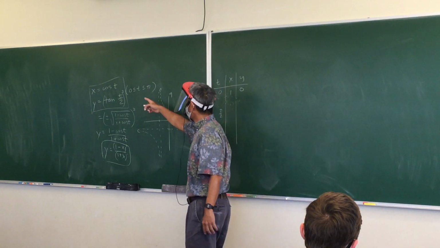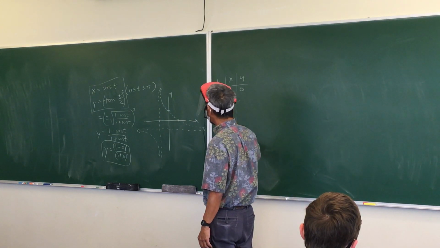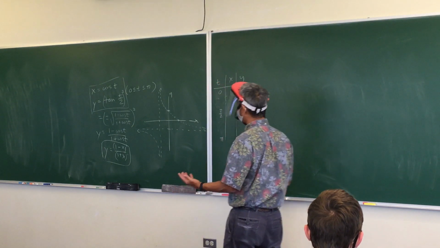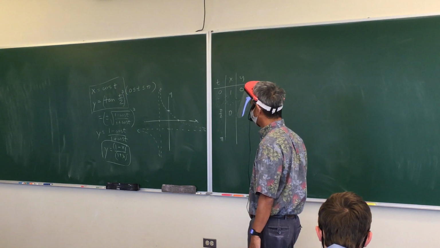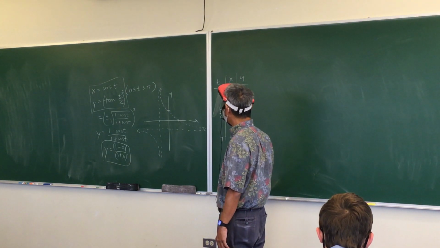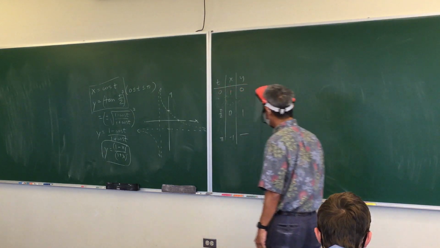Okay, what happens when you plug in pi over 2? You get 0, 1. Oh, see, that's not bad. And then plug in pi. Negative 1. Tangent of pi over 2 is undefined, huh?